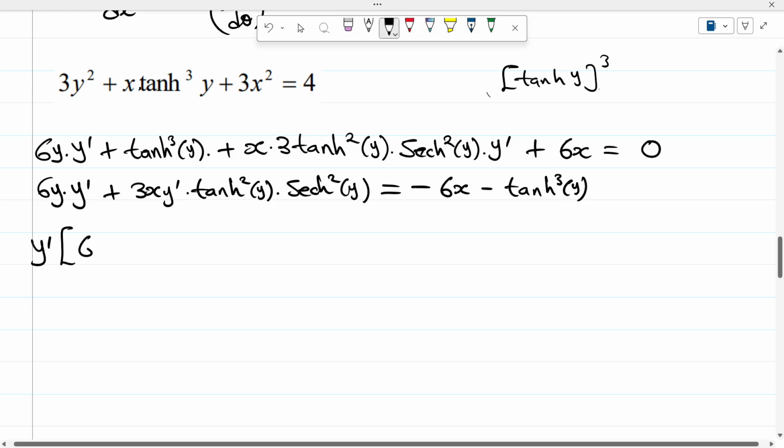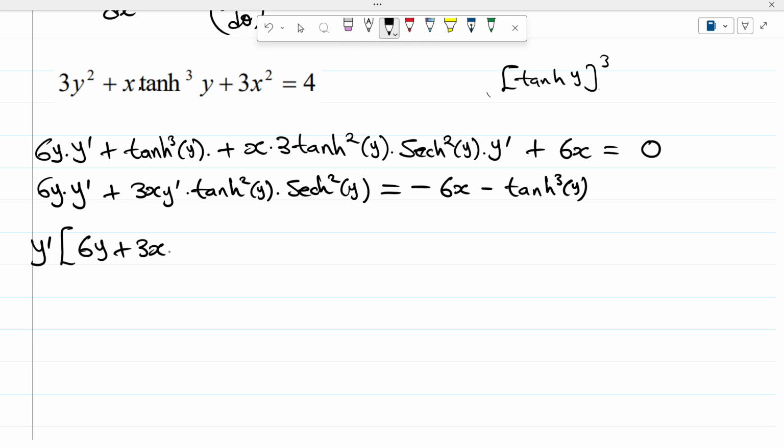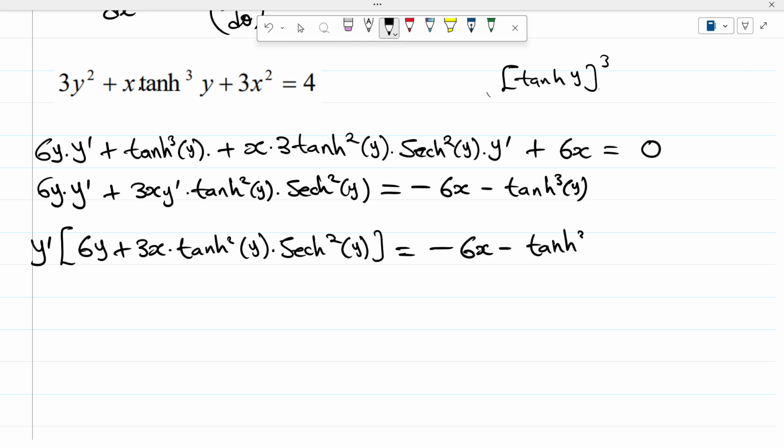We will be left with 6y plus 3x hyperbolic tan squared of y multiplied by hyperbolic sec squared of y, which equals negative 6x minus hyperbolic tan cubed of y. And then we just divide both sides, of course, by this left-hand side bracket to end up solving for y prime.